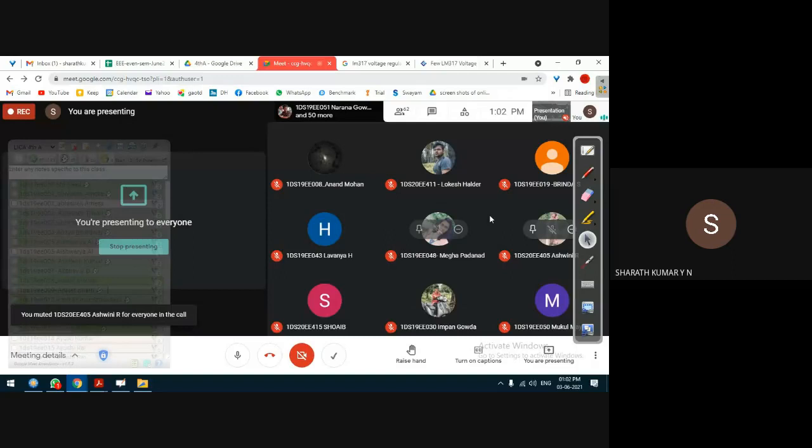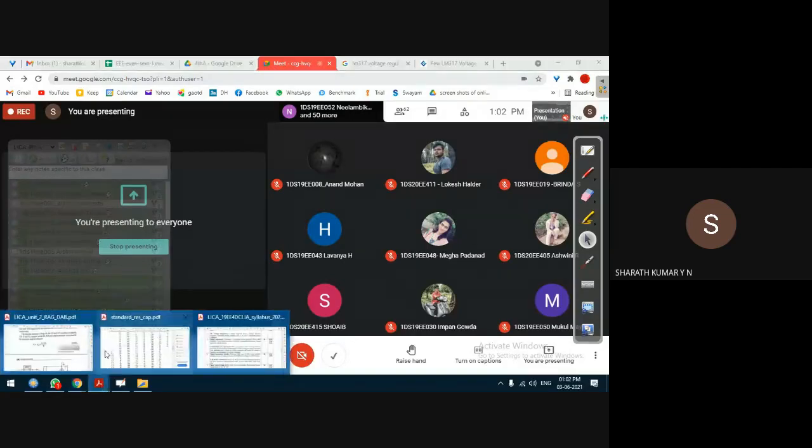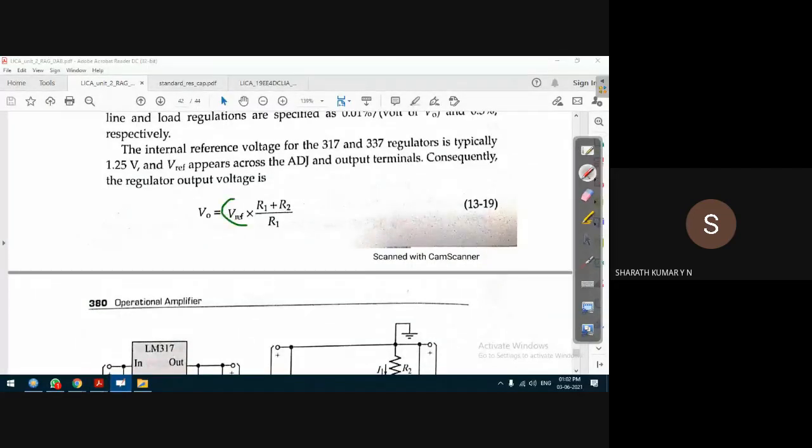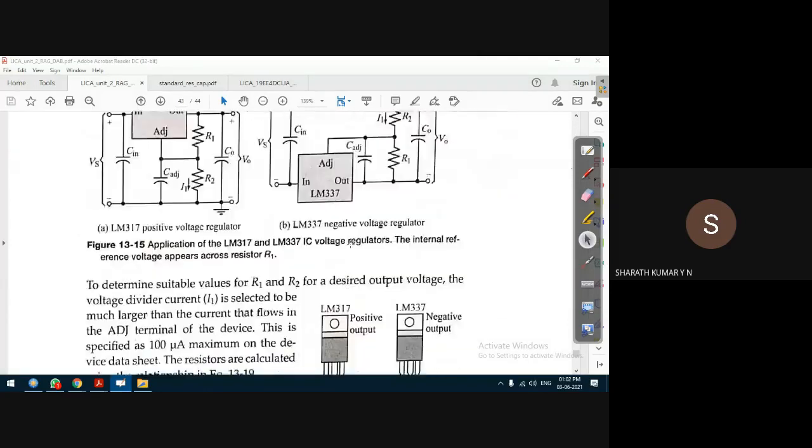So depending on R1 and R2, we can obtain the adjustable output voltage. If you observe here, depending on the R1 and R2 selection, and the reference voltage is constant, 1.2 V for these regulators, V0 depends on the values of R1 and R2. We can obtain a variable stabilized output voltage.